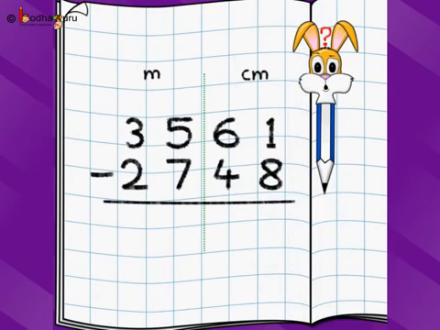Let's take another problem. 35 meter and 61 centimeter minus 27 meter and 48 centimeter.